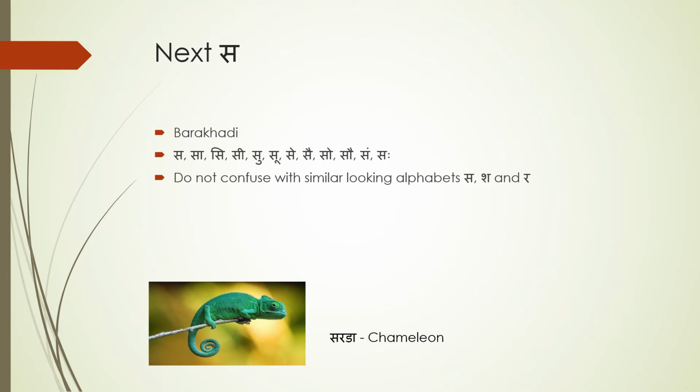Let's move on. The next one is Sa. Sa is written very similar to Sh as well as R. So let's start by writing the R and then a small sleeping line in the middle and then a standing line connecting it and then a horizontal line on the top, which is our top line. The Barakhadi for Sa is Sa, Sa, Si, Si, Su, Su, Se, Sai, So, Sau, Sam, Sah. An example is Sarda or a chameleon.